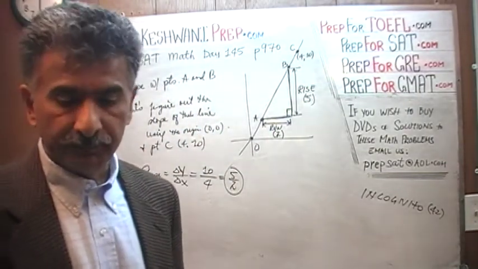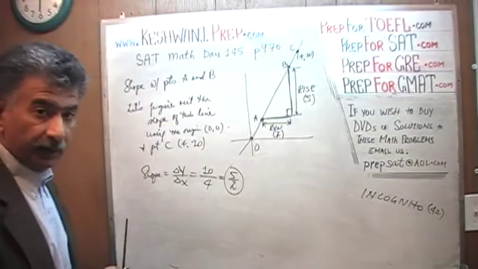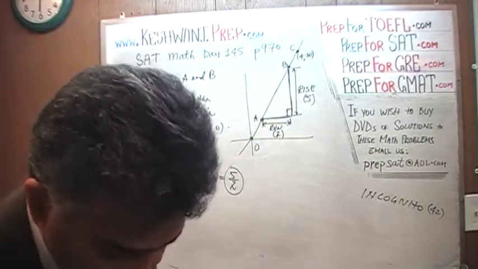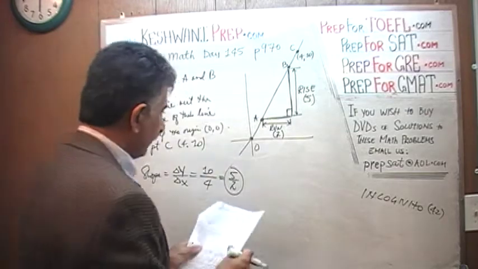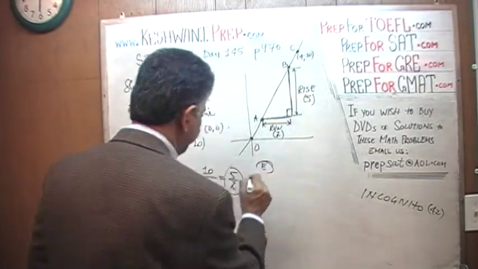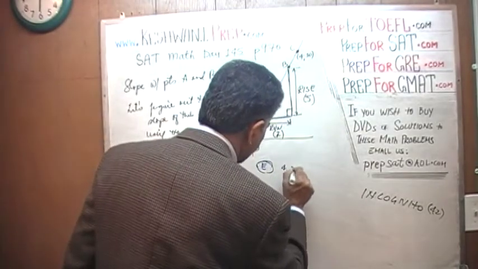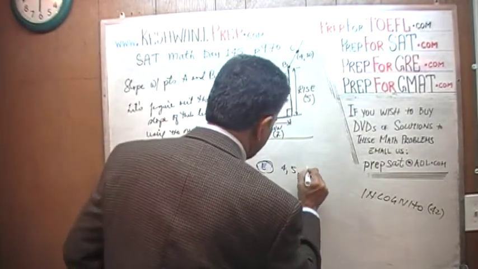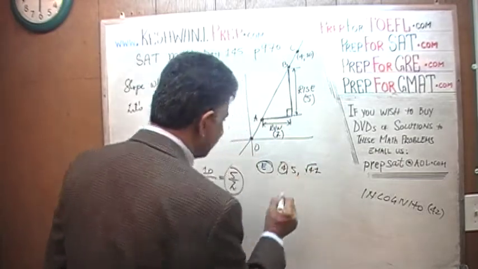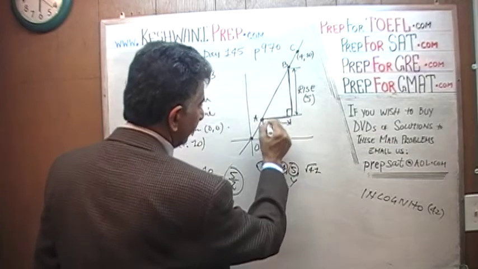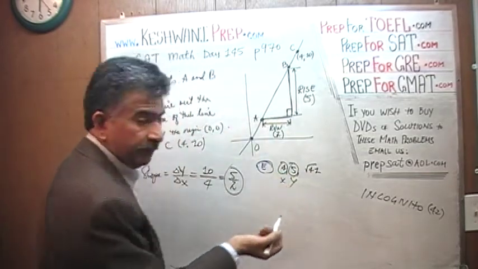That's it, we're almost done. Let's look at the answer choices now. I need the room, so we have to get rid of all of this. Or perhaps we can continue here. Let's look at answer choice E. In answer choice E, they give us 4, 5 and root 41. This is x and this is y. They're giving us the legs here.